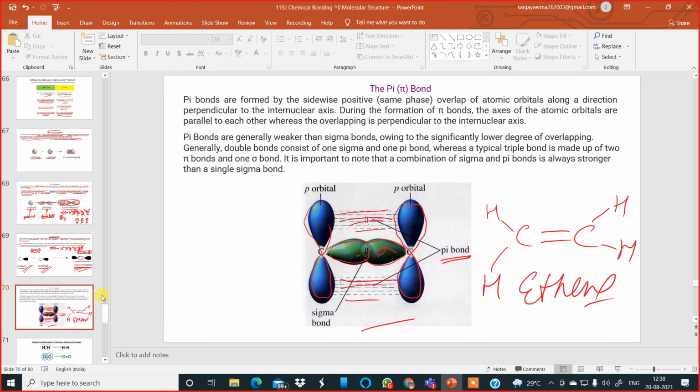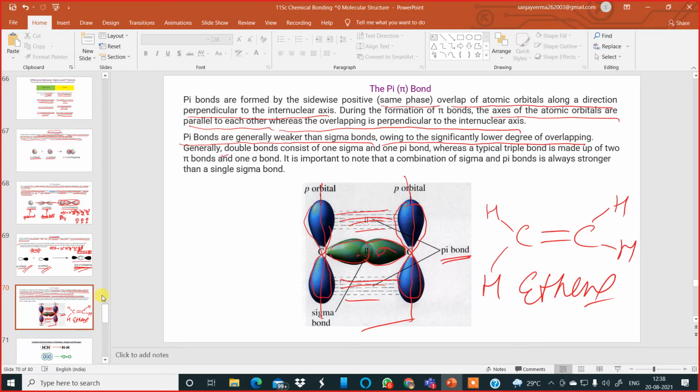If you look at the paragraph over here, now we know that pi bonds are formed by the sideways positive, same-phase overlap of atomic orbitals along a direction perpendicular to the internuclear axis. The internuclear axis is this one, and it's perpendicular to the overlap. The axes of the atomic orbitals are parallel to each other, whereas the overlapping is perpendicular to the internuclear axis. We must keep in mind that pi bonds are generally weaker than sigma bonds, owing to the significantly lower degree of overlapping.